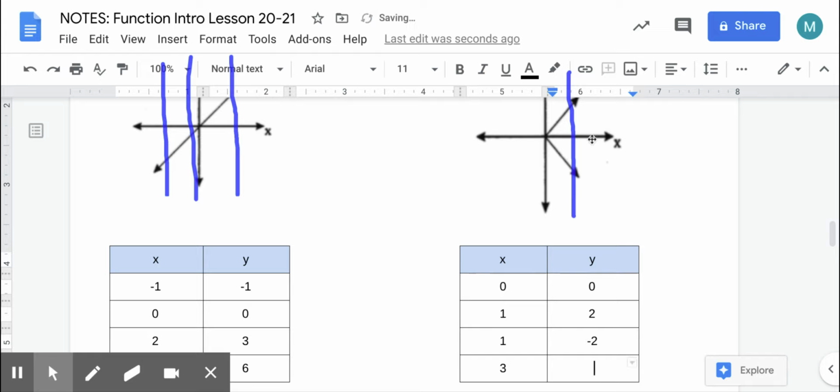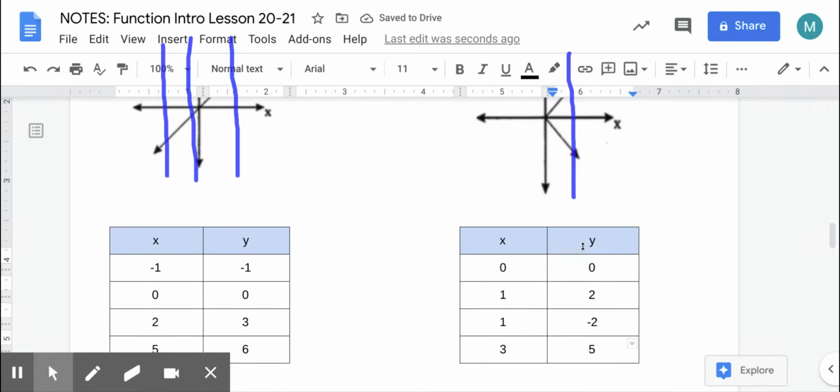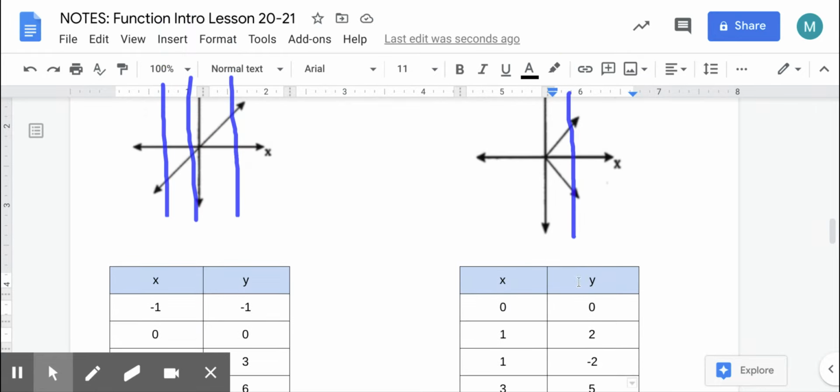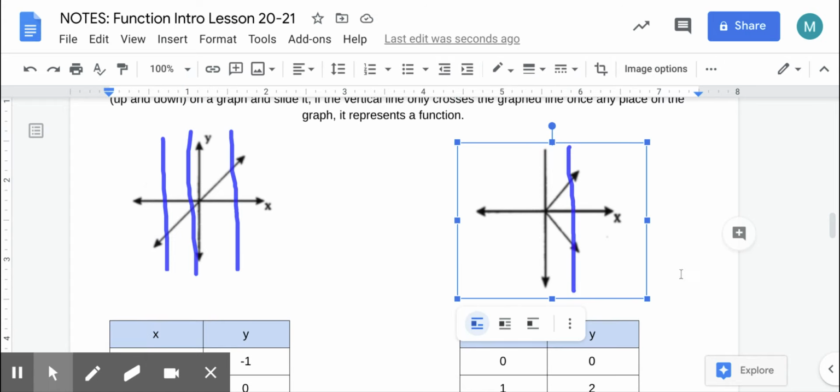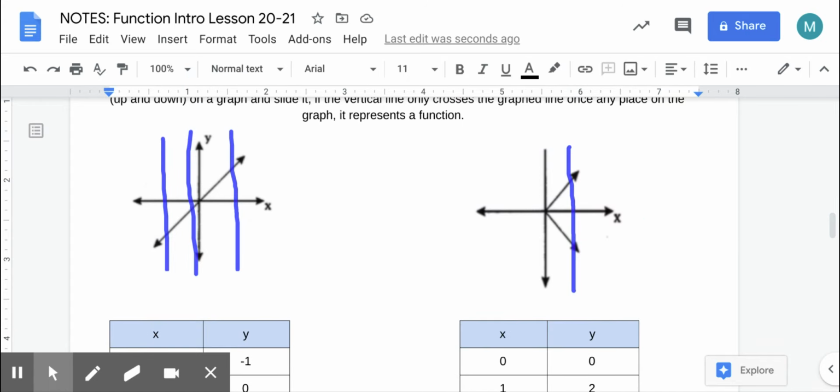Okay? So if I go over to 3, it might be up at 5, which would mean the 3 down here would be at a negative number. So that's why this is not a function. So I can actually come in, let's see if it'll let me. Yep. I'm going to go ahead and say this one's a function. And then I'm going to label this one as a relation.